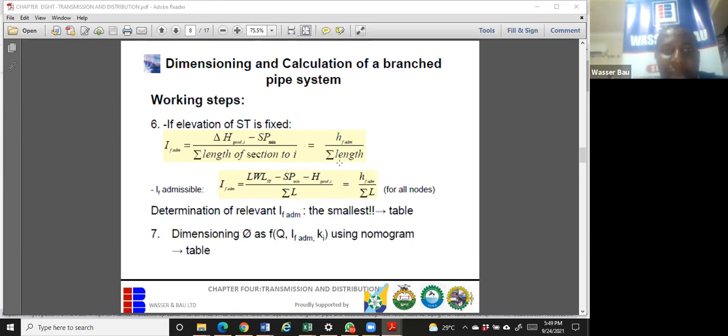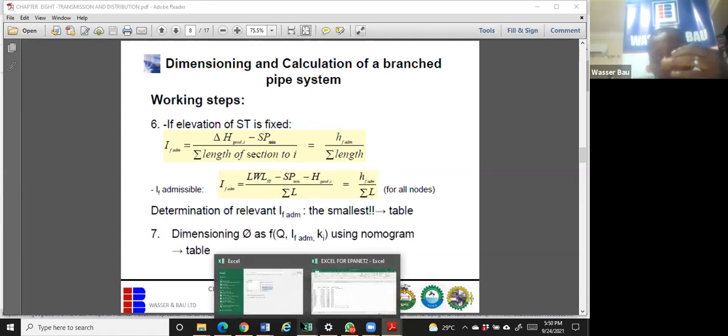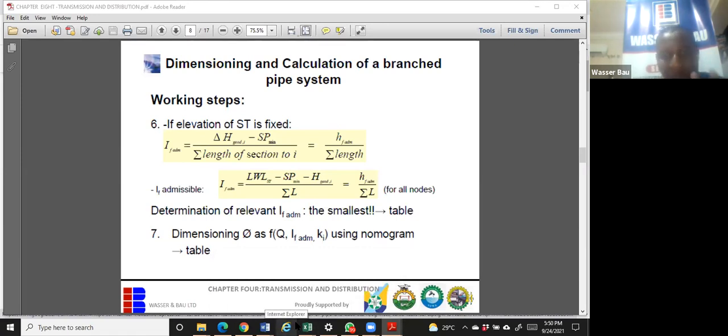Then, after you have gotten your slope, the next thing you do is that you can now go and dimension your diameter. Your diameter will be dimensioned as a function of discharge, slope, and your roughness, using the nomogram table or nomogram charts. If time will permit me, I will Google other tables and try to compare them, but we don't have to do that within our limited time.